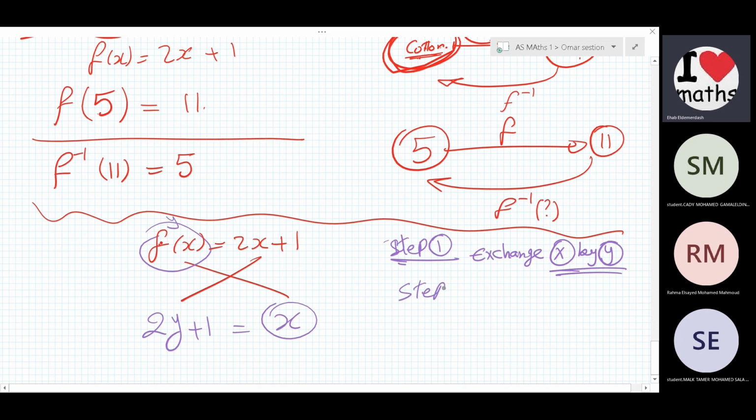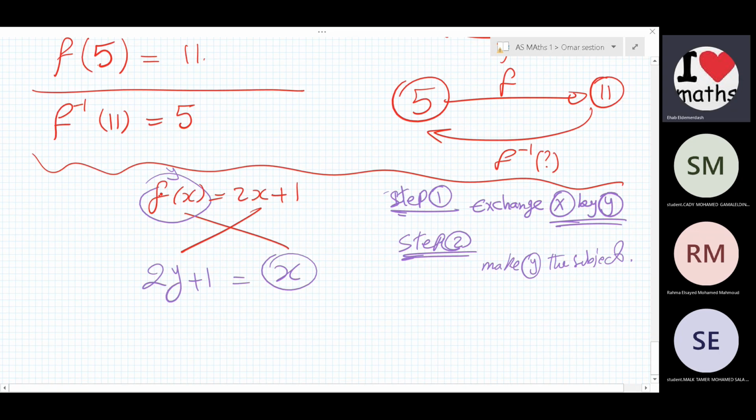My next step, step number two: after I did the exchange x by y, I have to make y the subject. I will tell you the reason. If I said f of x equal to 2x plus 1, what I did was a kind of exchange between the two. I wrote 2y plus 1 is equal to x. So I need to find y as the subject.